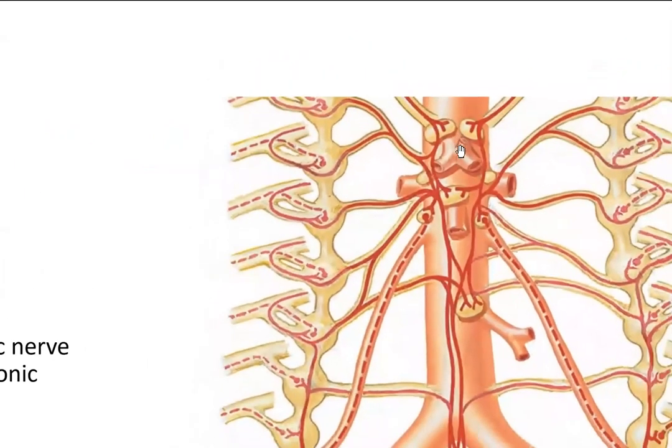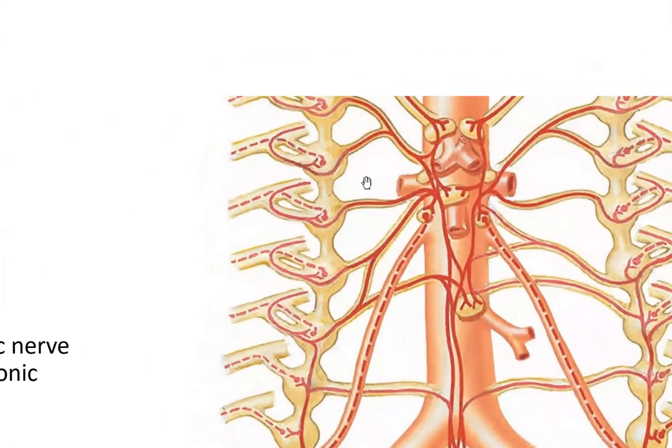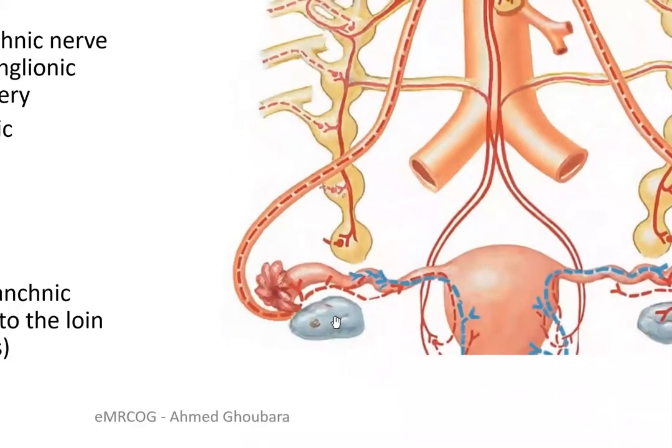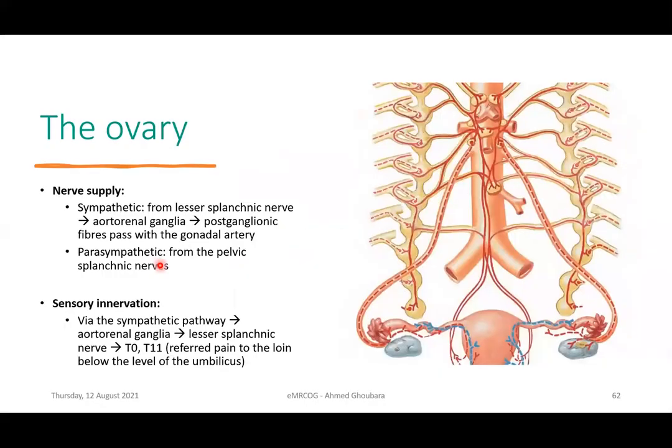Yeah, right there. So these are the renal arteries, as you can see, right one, left one. This is something called the aorticorenal ganglia. Fibers from here, this is the lesser splanchnic nerve, and this is the least splanchnic nerve. So this is the lesser, and this is the least one. This is from T10 and T11 to the aorticorenal ganglia. From here, postganglionic fibers pass along with the ovarian artery all the way down to the ovary. Good. And parasympathetic fibers are from the pelvic splanchnic nerve, S2, 3, and 4.